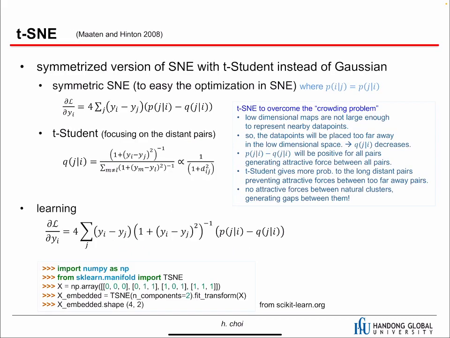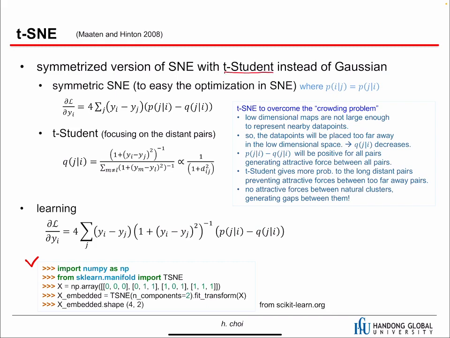Okay, so I just talked about SNE, but instead of using SNE, practically we use t-SNE. So in this slide, we're going to talk about t-SNE. And actually, in sklearn we have t-SNE, so we're going to use t-SNE in this way. But let me tell you what's the difference between SNE and t-SNE here. t-SNE is a symmetrized version of SNE with Student's t-distribution instead of Gaussian.